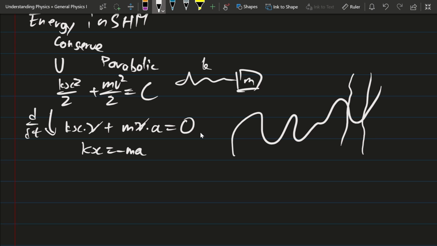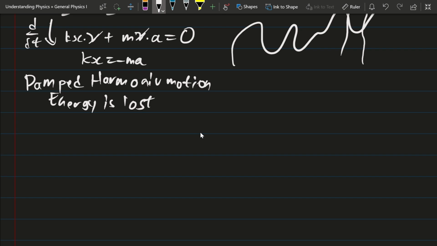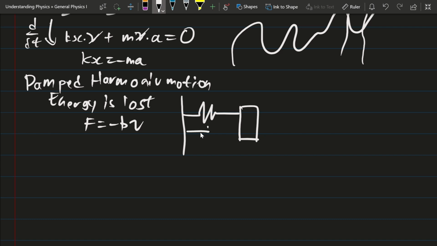But sometimes the energy isn't really conserved. And so therefore you would have something which we call the damped harmonic motion. So this is the condition in which energy is lost. So for example, I would just state that there is a damping force of negative bv. So let's just state that I attach a spring to a block, and then in here I have a damping system. Something like that.